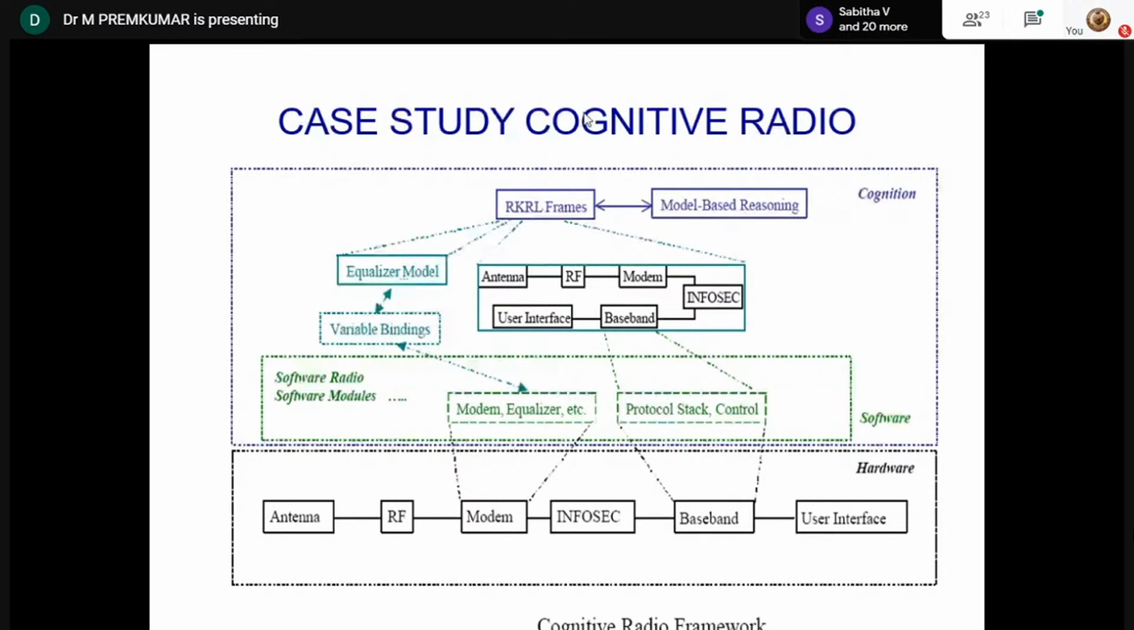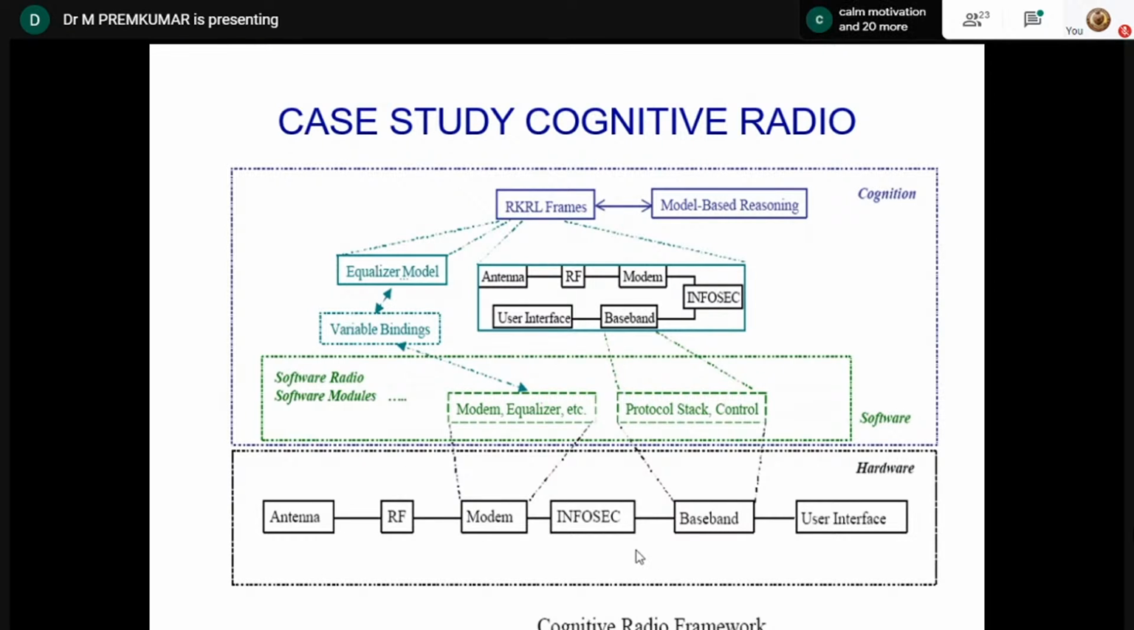A cognitive radio setup does not mean it is mandatory to have a hardware setup. My suggestion is that you can go in for a software based startup where you provide entirely software solutions.